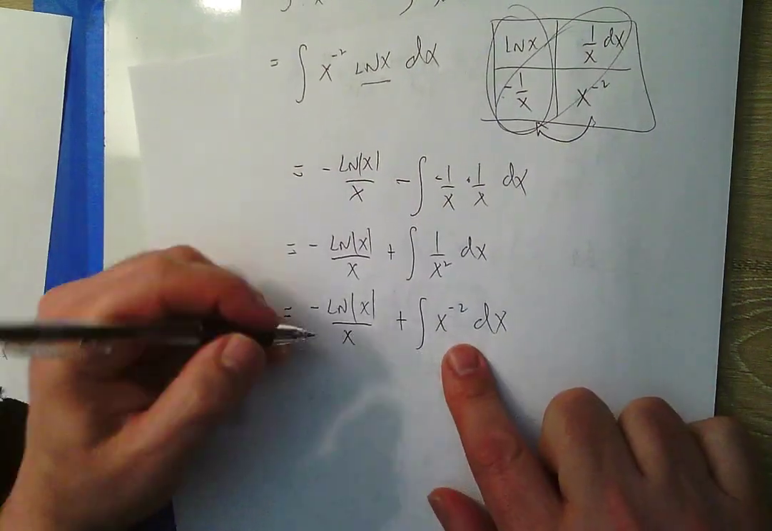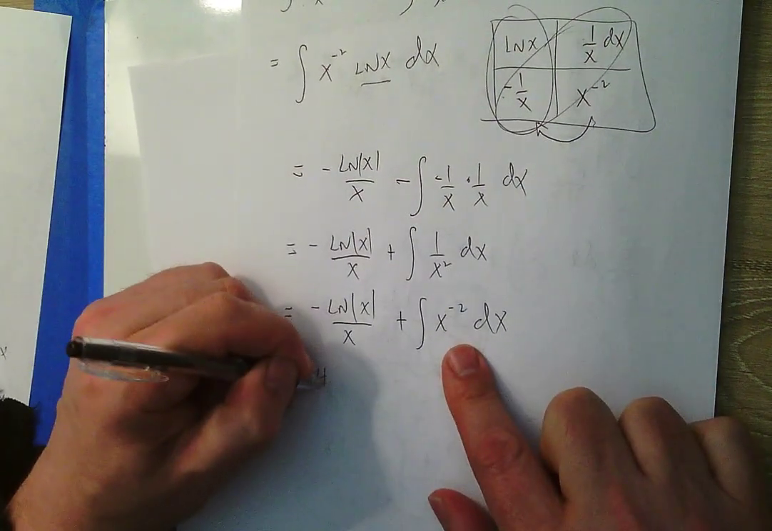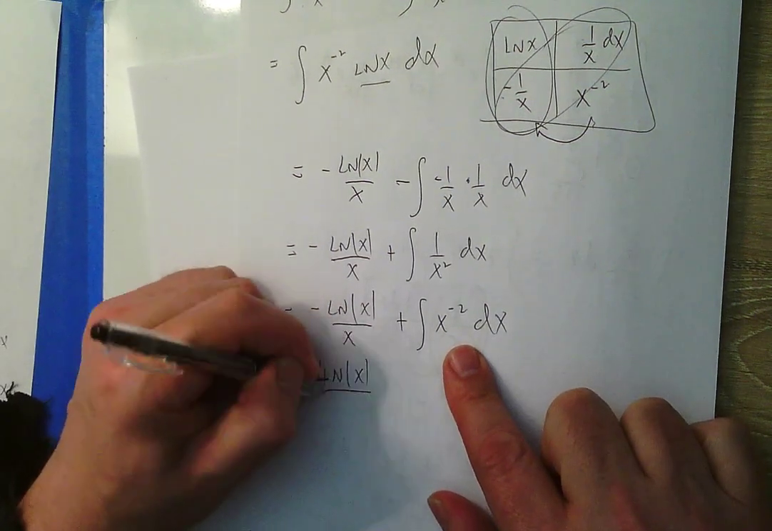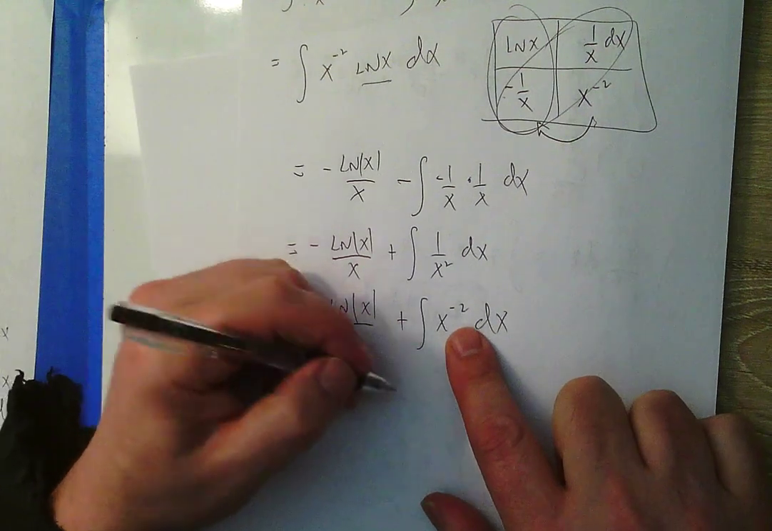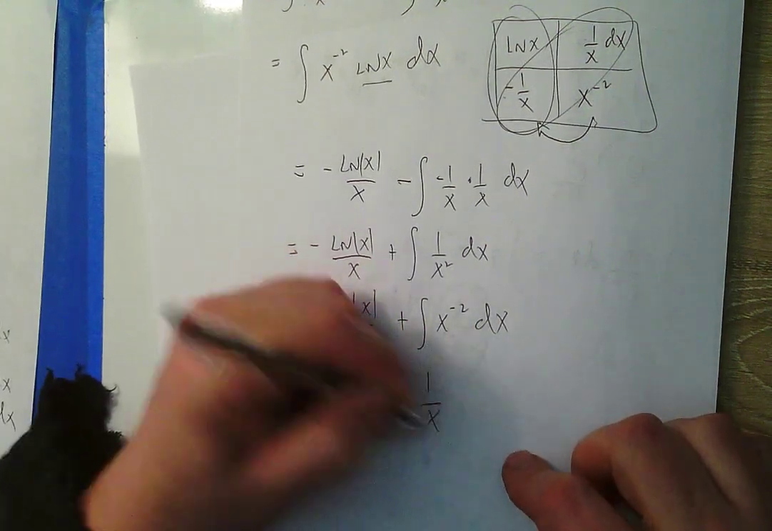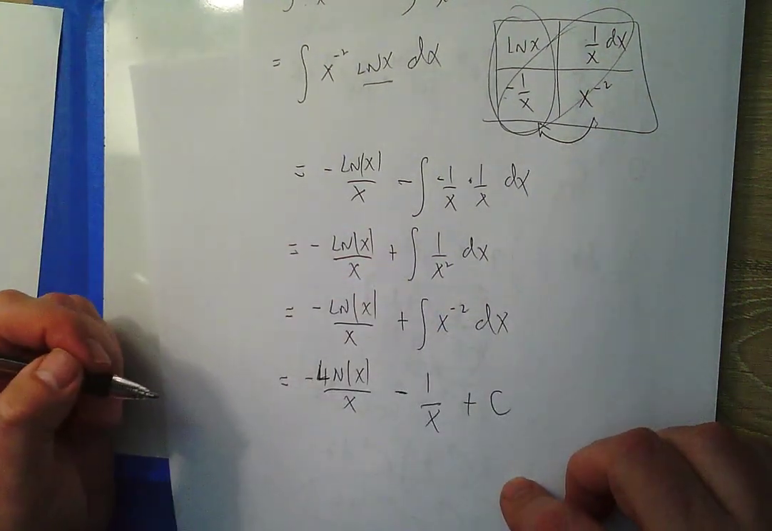And we did that a few minutes ago. We said that, sorry, let me catch up. We said that the antiderivative of x to the negative 2 was negative 1 over x. Don't forget the plus c.